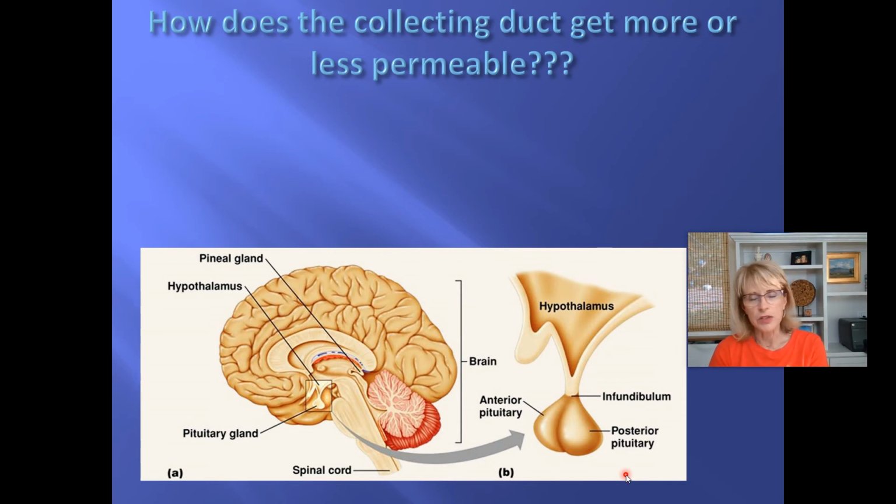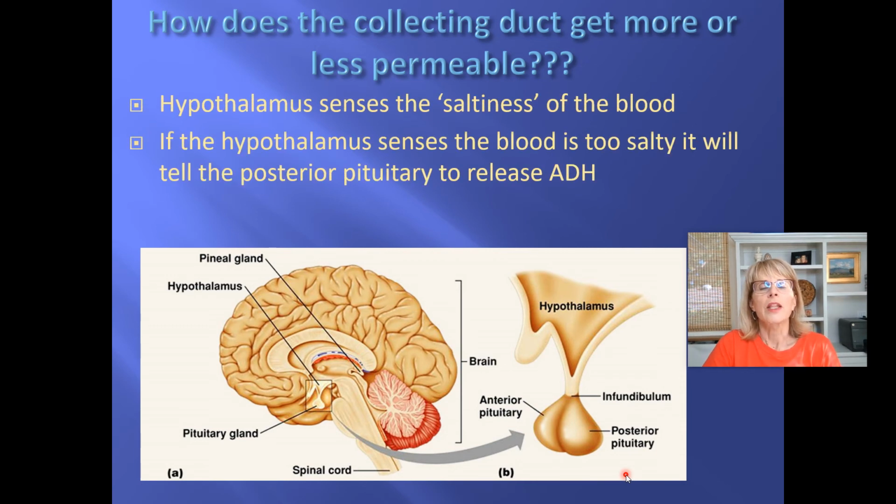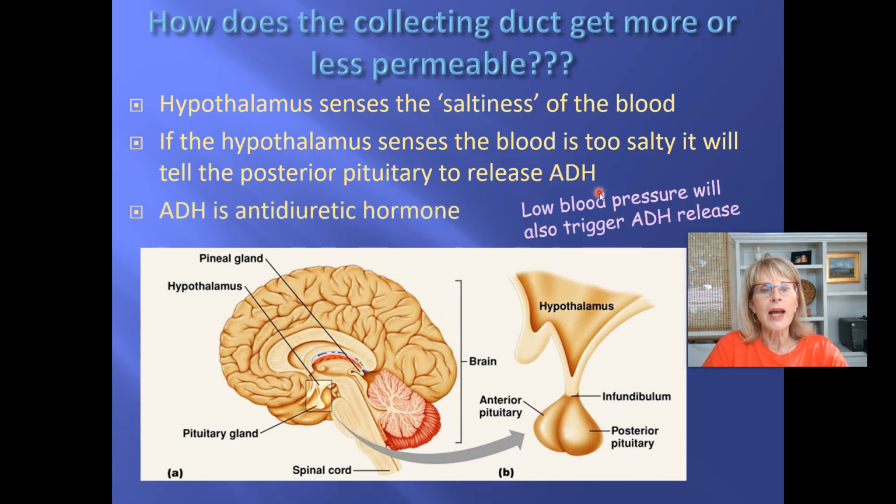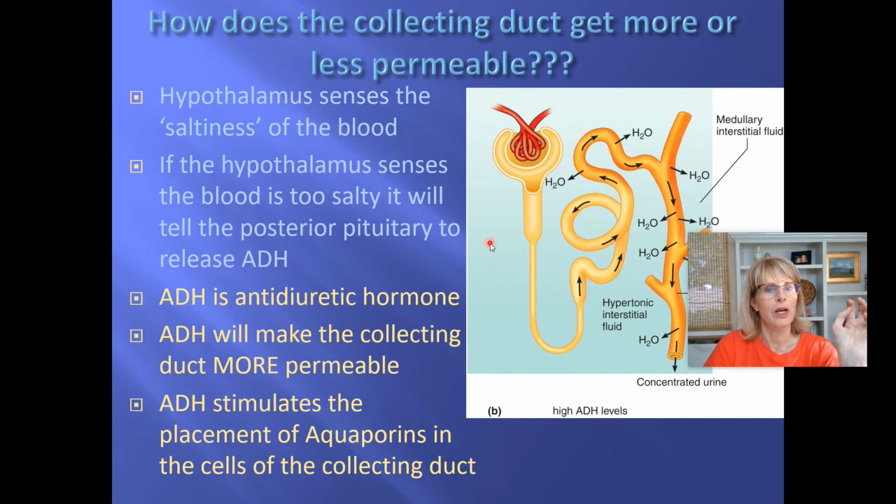Anti-diuretic. Anti means it's against it. Diuretic means to make a lot of urine. Anti-diuretic hormone from the posterior pituitary is against you making a lot of urine, so it's in favor of you making a really concentrated urine, right? So when the hypothalamus senses that your blood is getting too salty, that your blood is getting hypertonic, the hypothalamus will sense it's too salty and tell the posterior pituitary to release anti-diuretic hormone, ADH.